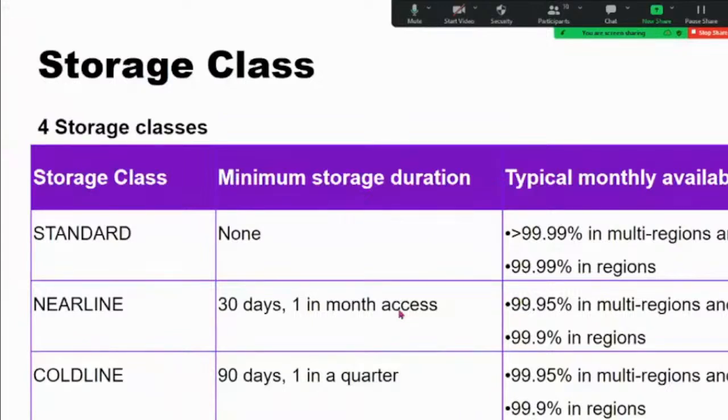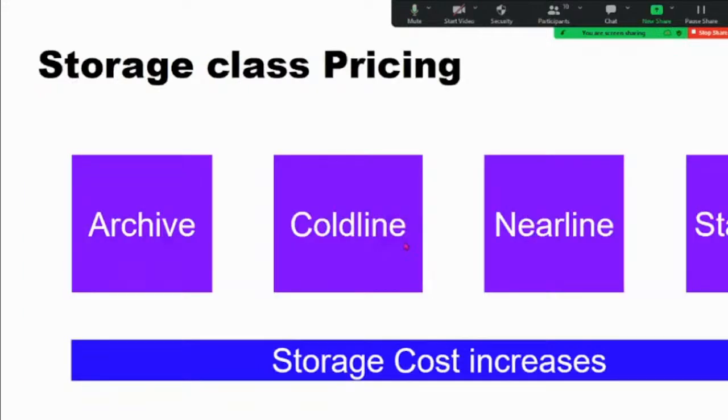These are the 4 storage classes, guys: standard, nearline, coldline, and archive. You will be able to see here, as I told you, the advantage is that when you are accessing frequently, the transaction cost is very less and the storage cost is very high. And when you are accessing it once in a year, the transaction cost is very high and the storage cost is very less. So this is the advantage that you are getting.